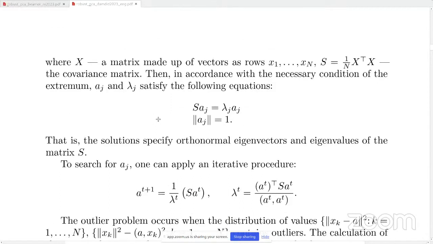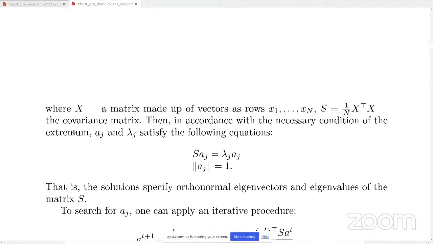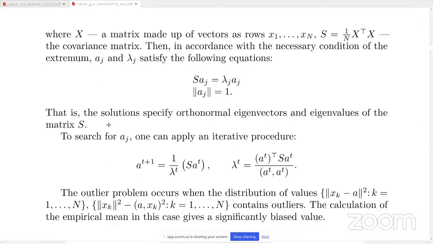This task is always reduced, as is known, to the task of finding the eigenvectors and eigenvalues of the positive symmetric matrix S, the covariance matrix. In order to solve these equations, we can apply a well-known iterative process.